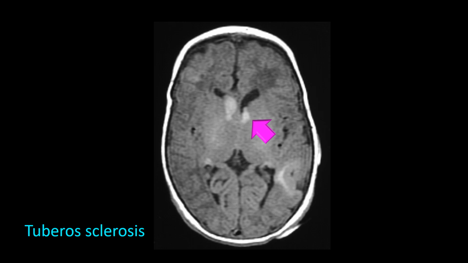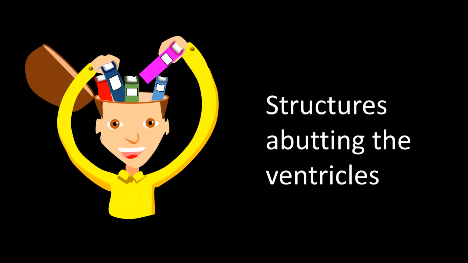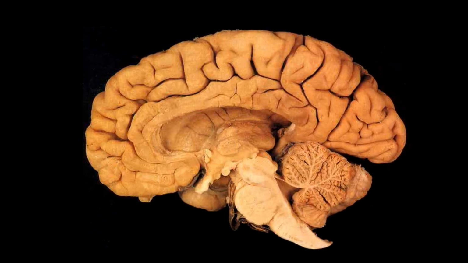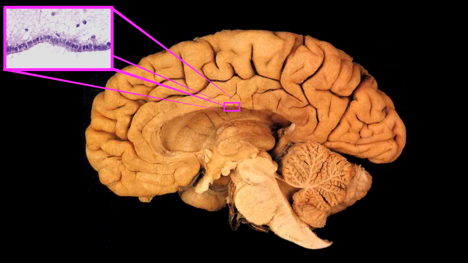This pattern is very characteristic of tuberous sclerosis. Now let's talk about structures that abut the lateral and third ventricles. In this brain specimen, the ventricles have been exposed. The rectangle I have just added and now enlarged shows the histology of a row of ependymal cells with their typical hairy surface. These cells line the ventricles and the foramina's wall.